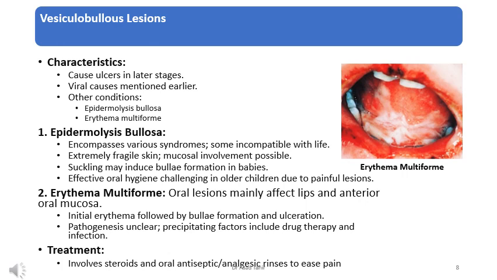Erythema multiforme: oral lesions mainly affect the lip and anterior oral mucosa. Initial erythema followed by bulla formation and ulceration. Pathogenesis unclear, precipitating factors include drug therapy and infection. Treatment involves steroids and oral antiseptic/analgesic rinses to ease pain.